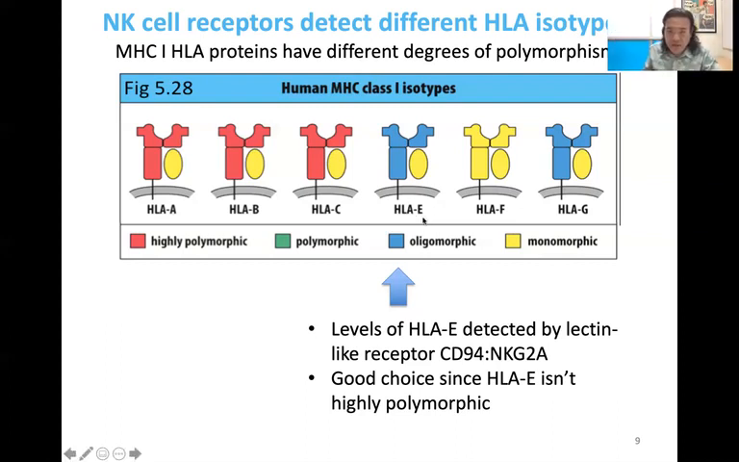The oligomorphic HLA-E, for example. So there's a receptor on the surface of NK cells called CD94 NKG2A, that specifically detects levels of HLA-E on target cells that the NK cell synapses with. And that's a good choice because HLA-E isn't highly polymorphic.